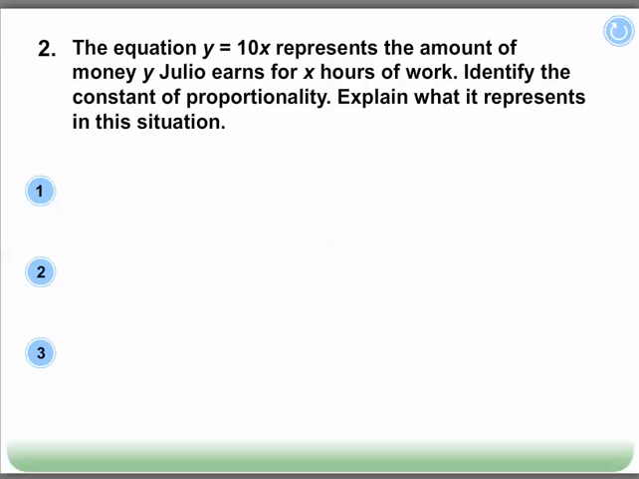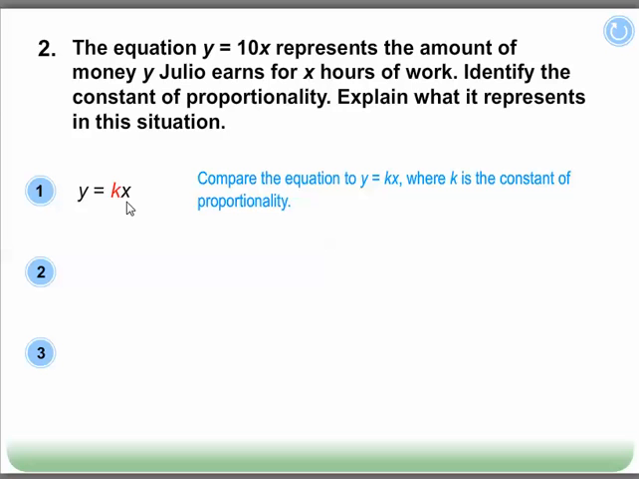So let's look at number 2. The equation y equals 10x represents the amount of money Julio earns for x hours of work. Identify the constant of proportionality and explain what it represents in this situation. So this is that equation that we were looking at a couple slides back. So we've got y equals 10x, where 10 is going to be our constant k. So the first thing we're looking at is y equals k times x. So we're comparing it to that equation, and k is that constant of proportionality.